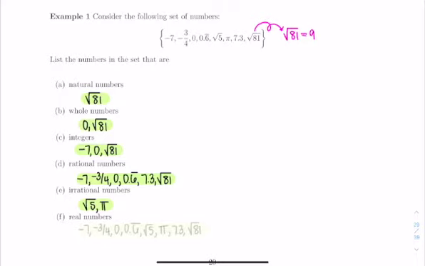And what is a real number? Well, a real number is everything that is rational and irrational. So it's just the entire set. So -7, -3/4, 0, 0.6 repeating, the square root of 5, pi, 7.3, and the square root of 81.